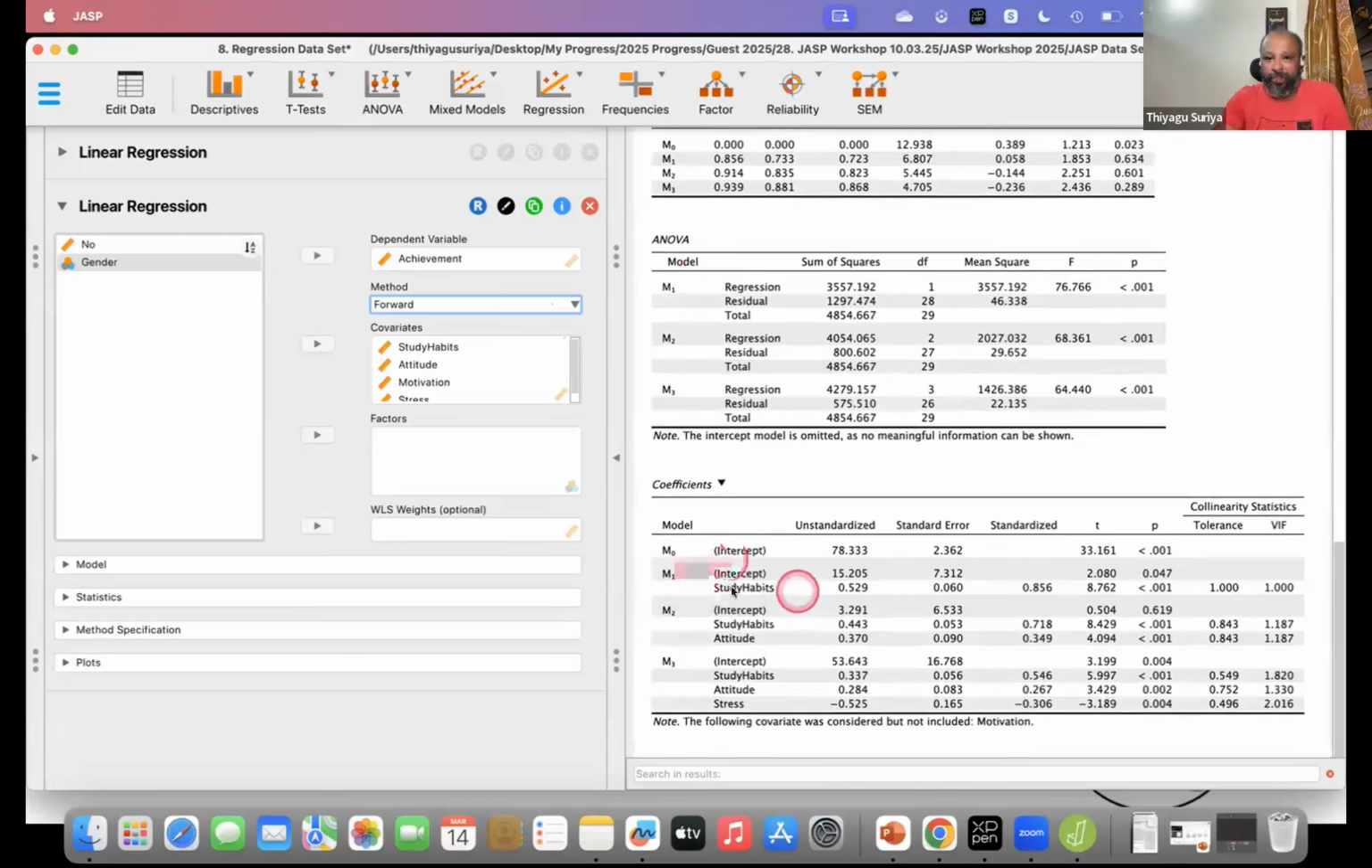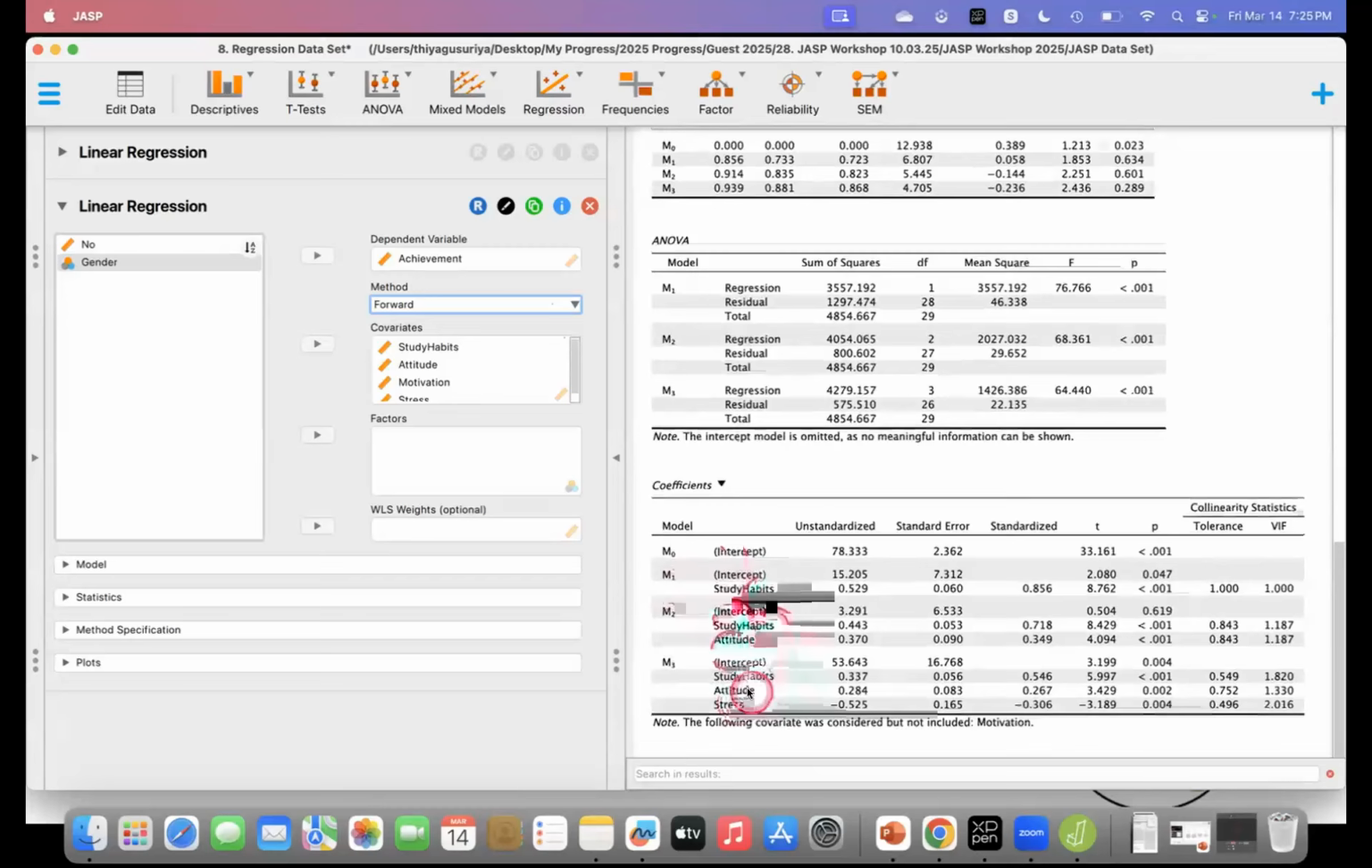Now you can see this coefficient where you can get this. M1 is only for study habits. Therefore, from the model, you can find which variable has more contribution, more significant: study habits. Go to the second model, second step: study habits and attitude. Therefore, at the second level, what is the contribution? Attitude. Go to the third one: study habits, attitude, stress.